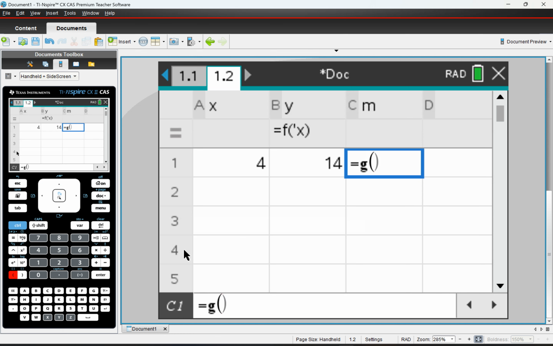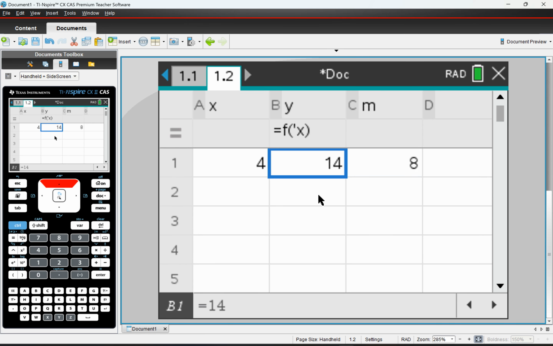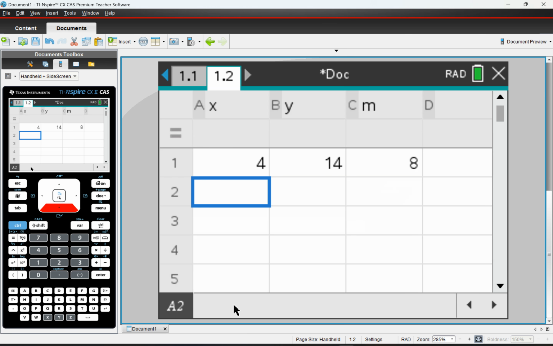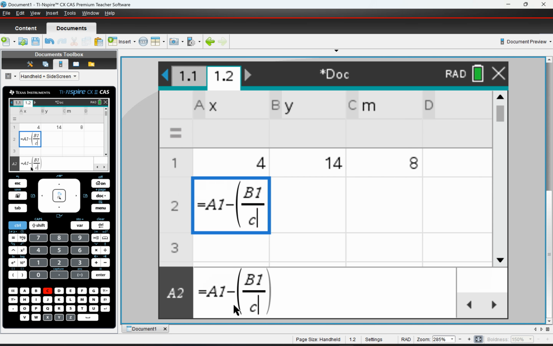This was equal to g of A1. Oh, maybe because I wrote variable reference before. So maybe this is meant to be f of A1. And that's 4. So then this one should be A1 minus B1 divided by C1. Huh? I need to play around with this again now. Give me a second.